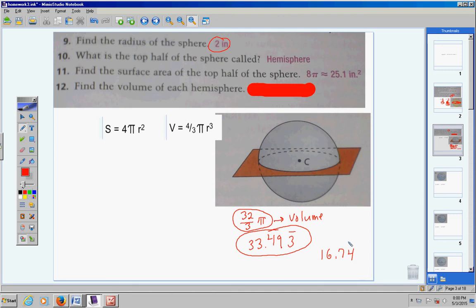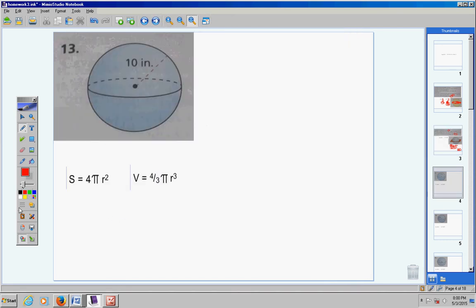Now I think they're a little off. They have 16.8. If we rounded ours to one decimal place, we would get 16.7, and they're getting 16.8. No big deal. It would be inches cubed because we're dealing with volume. So guys, there we go, not too bad. They give you the entire volume. Cut it in half, or divide it by 2, and you will have the volume of the top or bottom hemisphere, either one. All right, let's continue on to number 13.